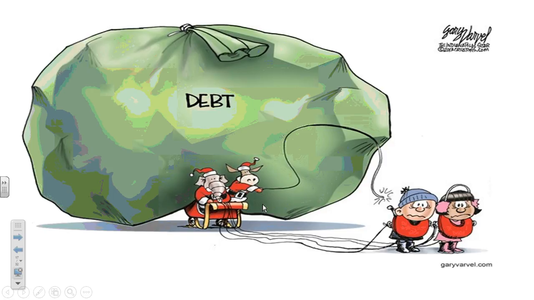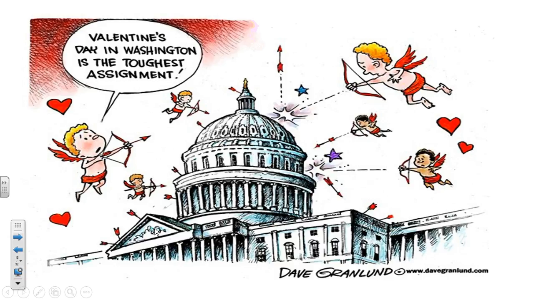Symbolism here, we've got the Republicans and the Democrats. Okay, we have the gifts, I guess, which are debt. Again, there's symbolism being used, our national debt. This was around Valentine's Day a couple years ago. This is not a new one either, but again, here's symbolism. Most of us recognize the symbols being used in this cartoon.